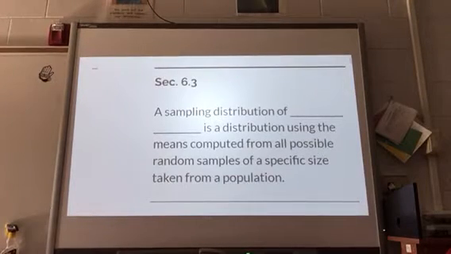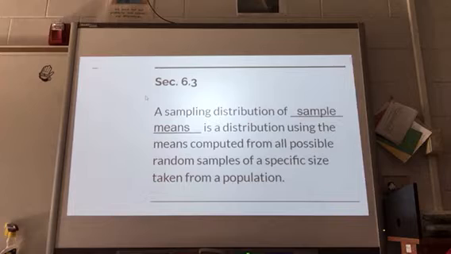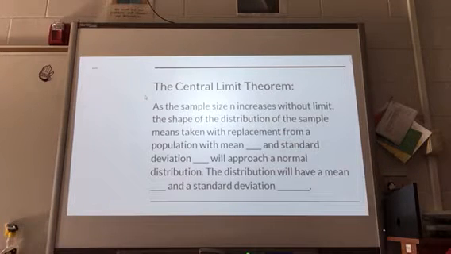Okay, section 6.3 is called the central limit theorem. It brings in samples, where the other problems we had were talking about populations. A sampling distribution of sample means is a distribution using the means computed from all possible random samples of a specific size taken from a population.